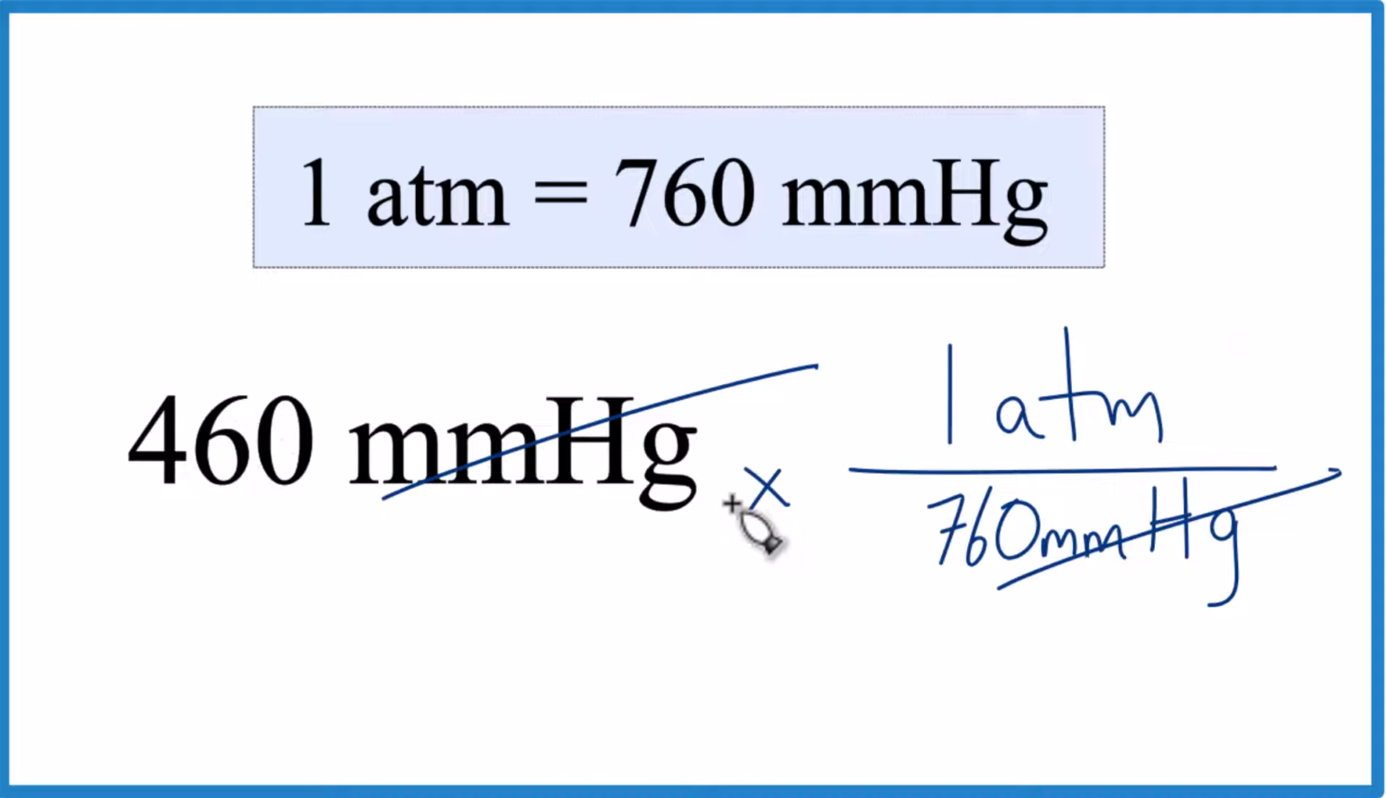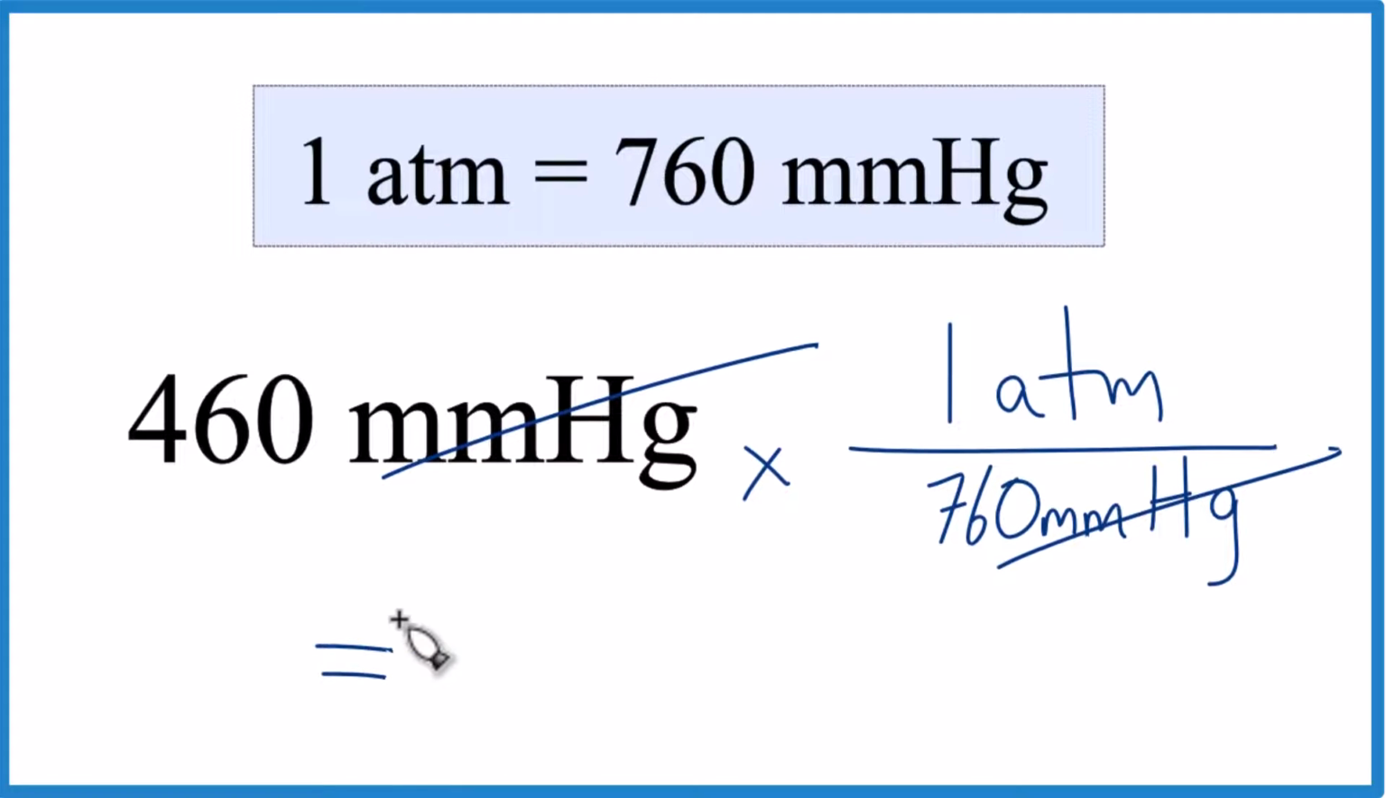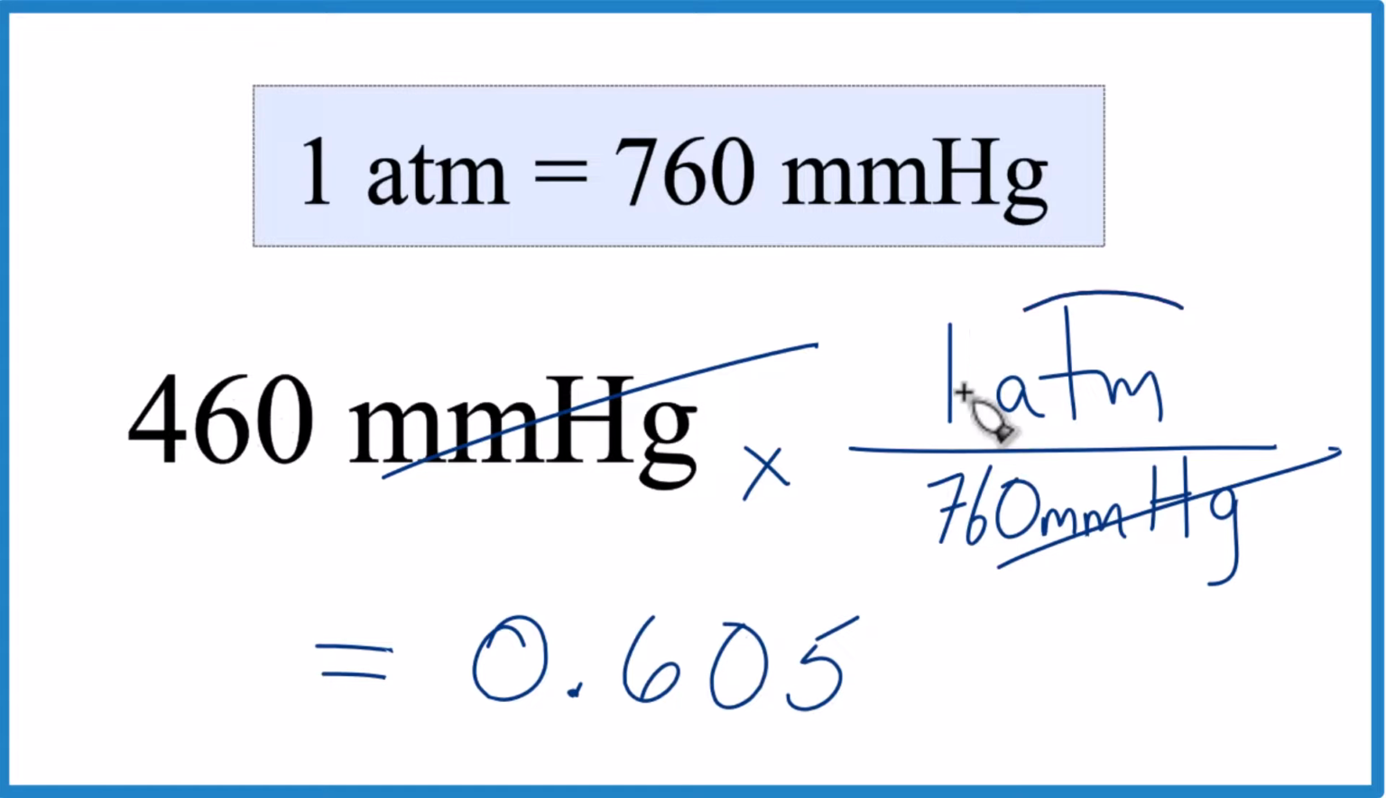So 460 divided by 760 equals 0.6052. Let's just call it 0.605. And the units are going to be ATM, because that's all that's left. And that's how we know it's right. We ended up with only ATM here, which is what we're looking for.